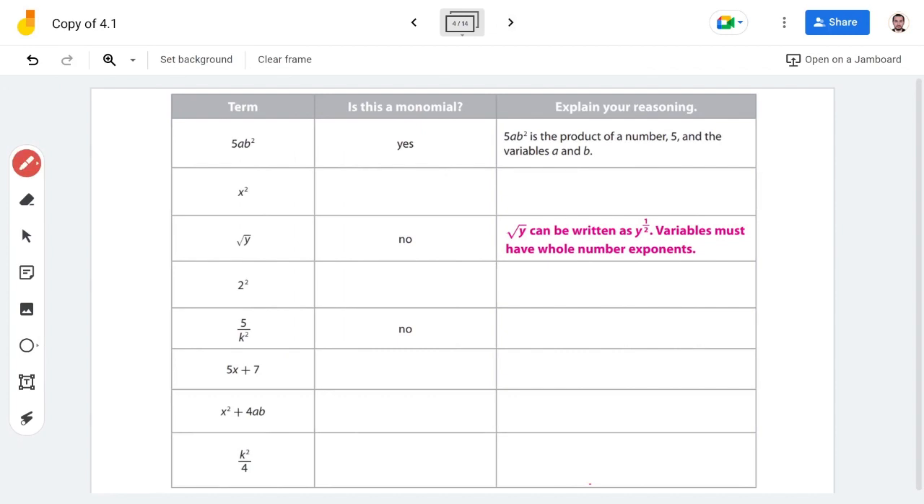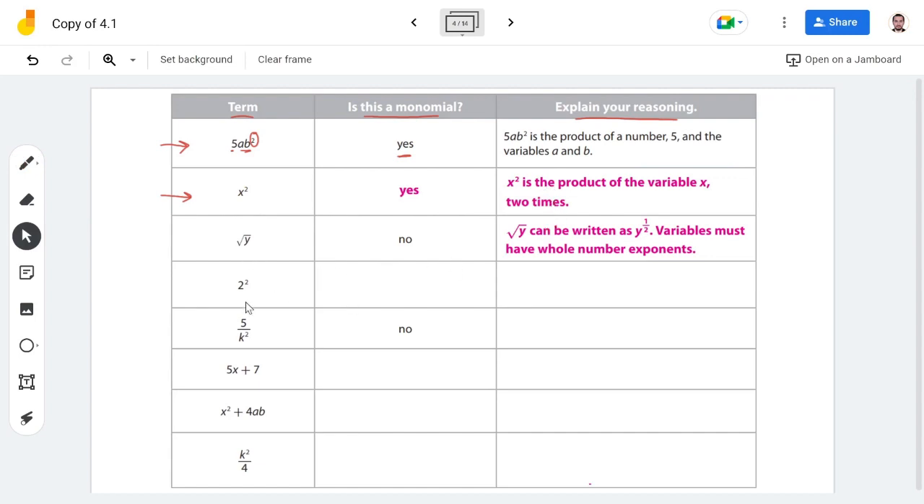Now we have these terms. 5ab squared, is it a monomial? Explain your reasoning. For the first example, 5ab squared, this is a number with variables with a normal exponent, not fractional, so this one is a monomial. I don't need to go through the reasoning. Now number 2, x to the power of 2. Is x to the power of 2 a monomial? Yes, it's a monomial because it's just a variable with a normal number exponent.